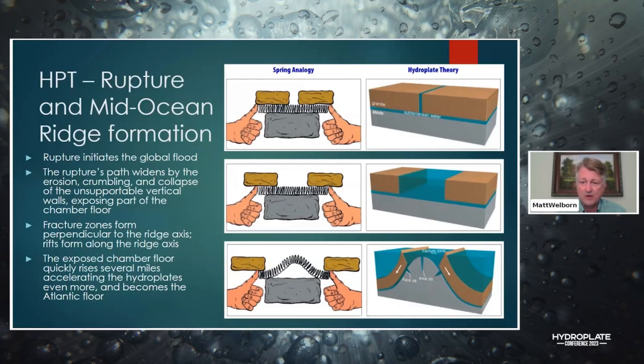And then on the right-hand side of those images are the equivalent thing that happened as this rupture initially opened wide cracks in the Earth's surface that exposed that underlying subterranean water chamber and really started the rupture and the runaway process that created the oceans, that made the hydroplates move and created the Earth as we know today.